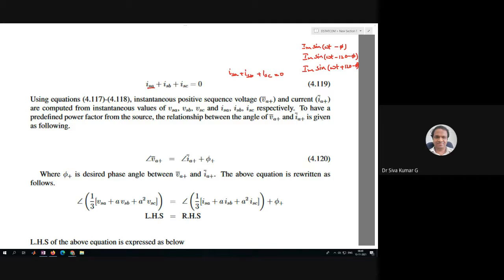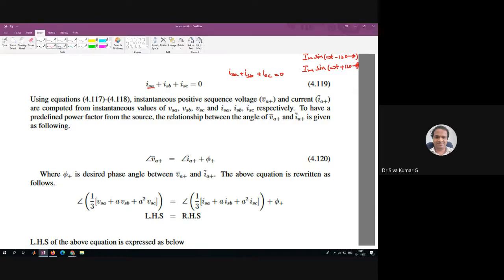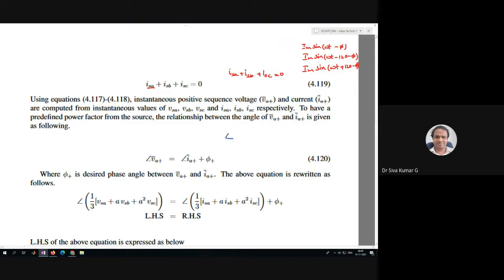This equation 4.12, which is of a positive sequence of the voltage, that is VA positive, is equal to star of IA positive plus angle of phi. Here what we are trying to do is the VA of positive sequence.